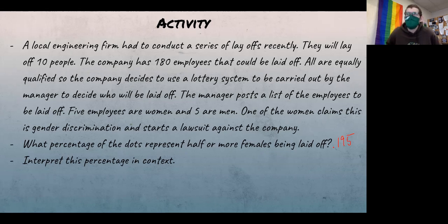19.5% of the time, more than half of the people fired will be females. There you go, half or more of the people. So that's pretty good. I don't know if you heard that Eli said, 19.5% of the time, half or more of the people laid off will be female.